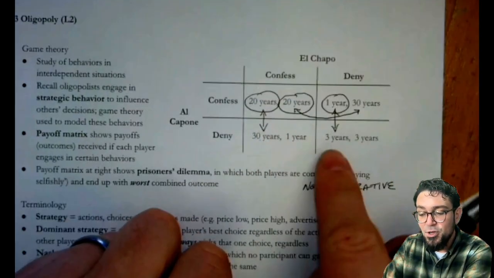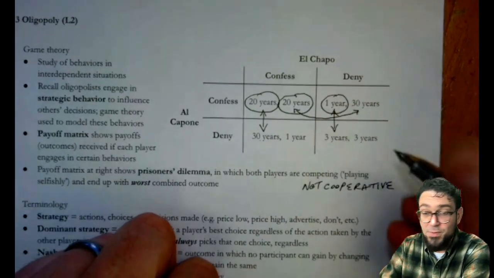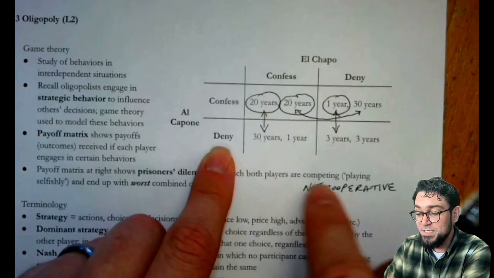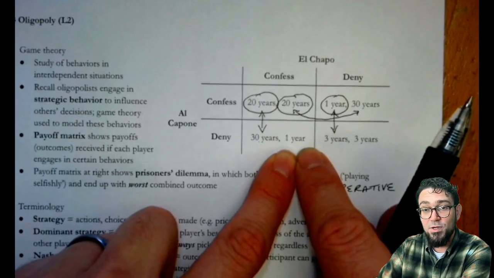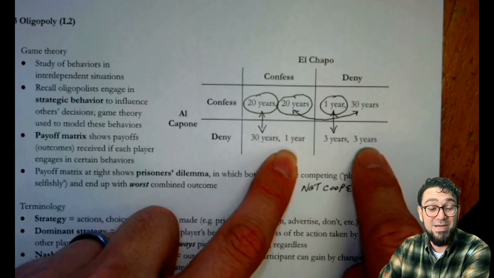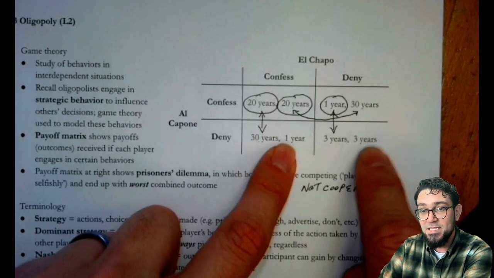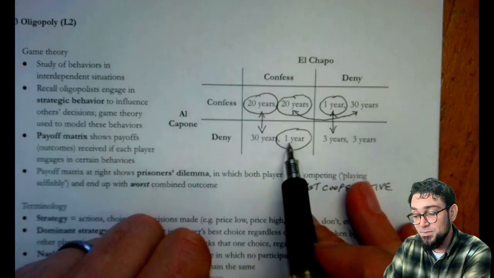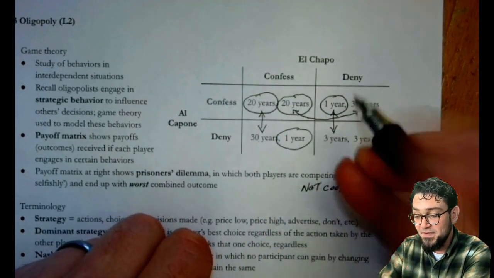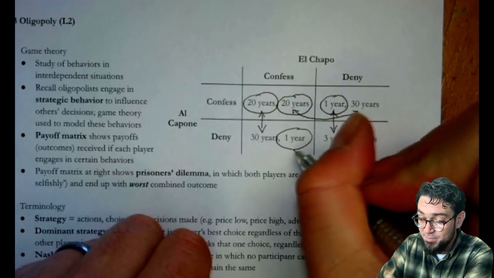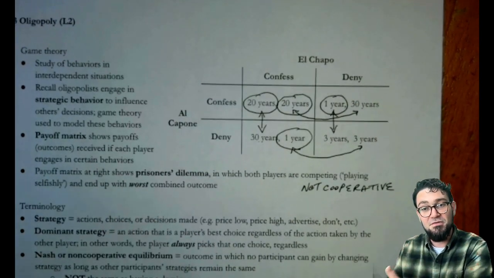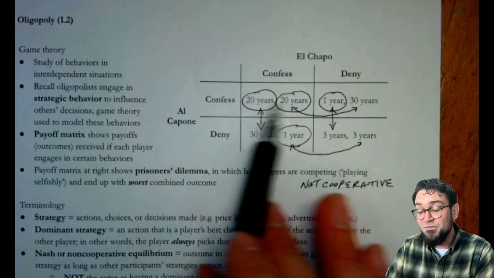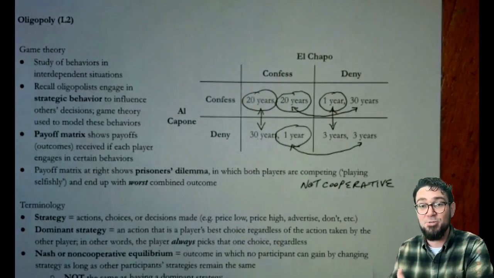Now, El Chapo knows that Al Capone is going to confess, but he could run the numbers even if Al Capone plays irrationally and denies. If Al Capone denies, El Chapo can confess and get 1 year or can get 3 years by denying. And so 1 year beats out 3 years, of course. And so El Chapo will also confess in that circumstance. So El Chapo always is confessing. And so I would say that El Chapo also has a dominant strategy to confess. They both do. And as a result, we can see that this prisoner's dilemma yields 40 years in prison, the worst possible outcome for them.